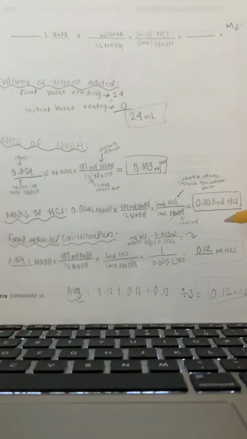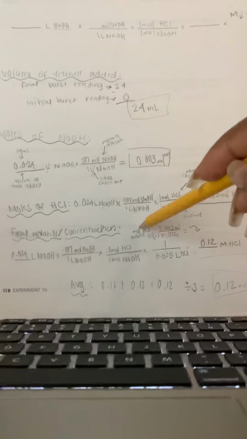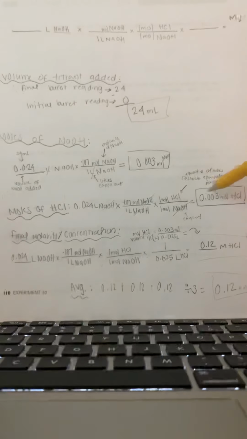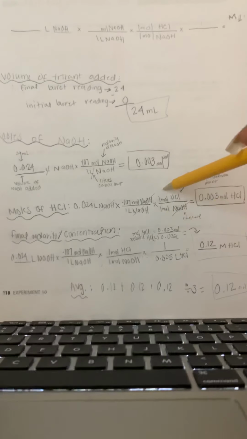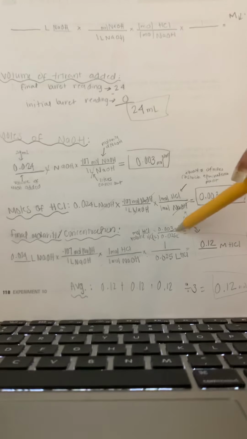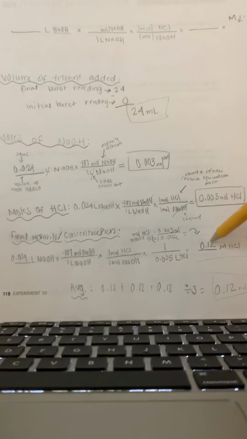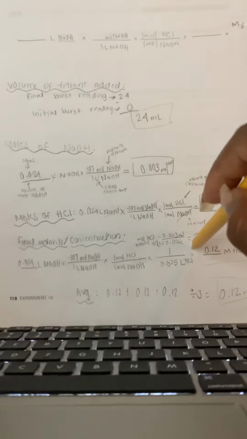Basically, to sum that up, I just took the moles of hydrochloric acid, which is this 0.003, and divided it by the volume. So you can just do the moles divided by the volume, 0.025 liters, and get 0.12. But we did the math out to show you how we understood it.